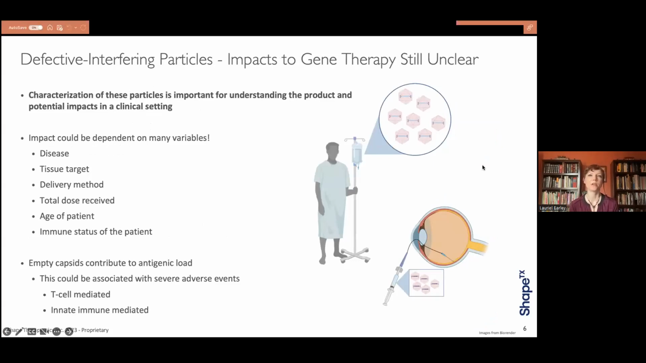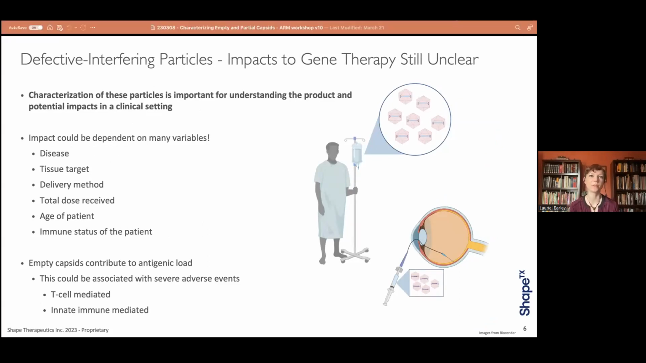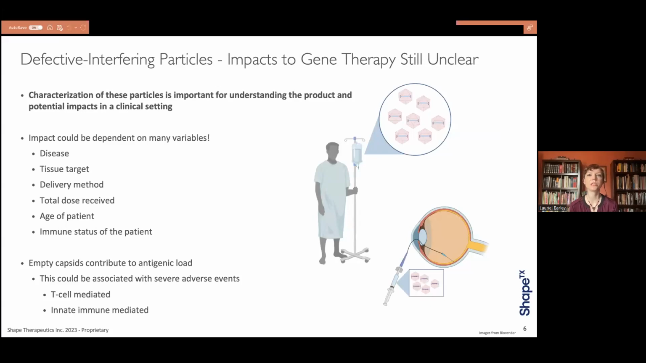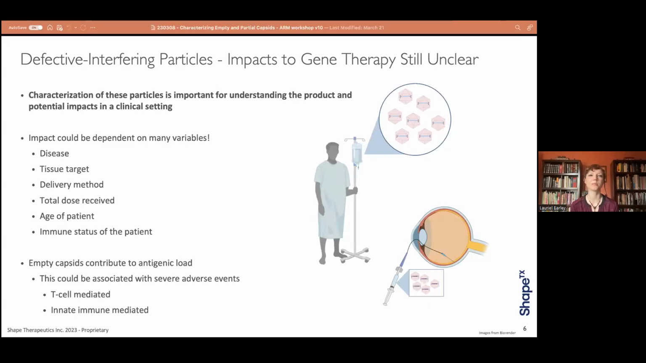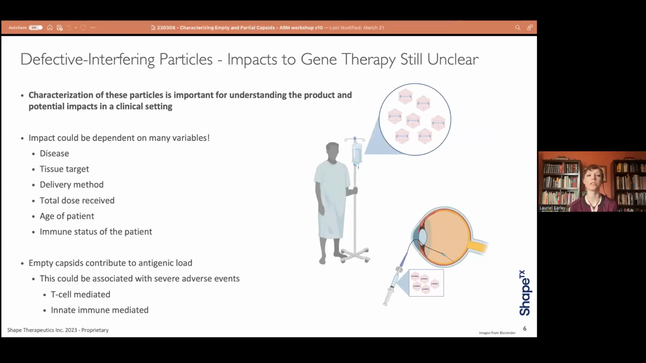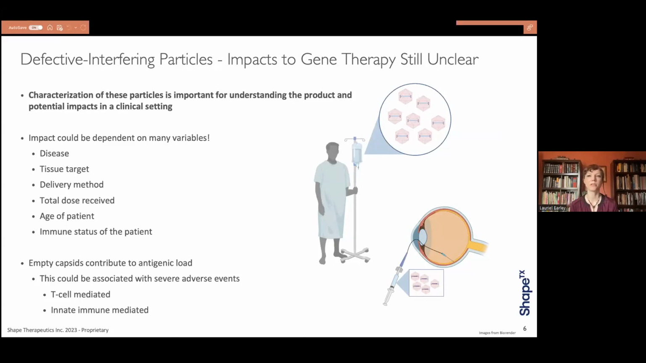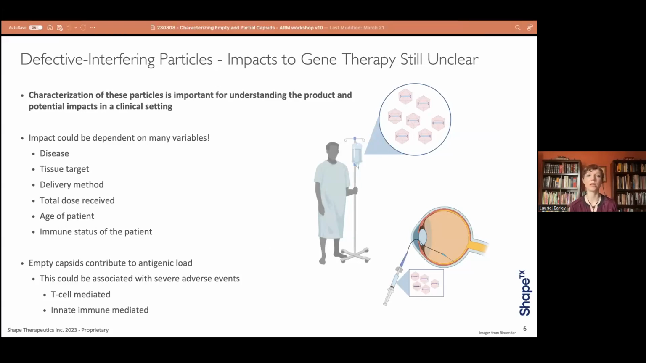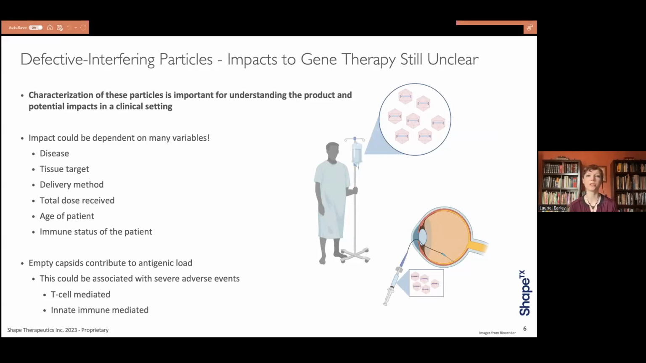So the impacts of these on gene therapy is actually still unclear, and that's in part because there are a lot of variables that go into gene therapy outcomes, but characterizing these particles is really going to be important for understanding our product and its potential impacts. So some of the variables that could affect whether these things could be impactful would be the disease that's being treated, the tissue target, delivery method, dose received would be a big one, age of patient, immune status of the patient, or even where they are in the progress of their disease.